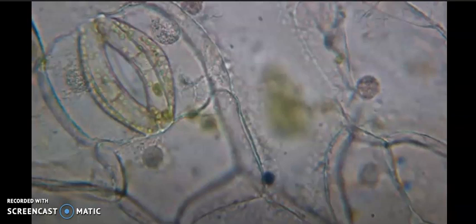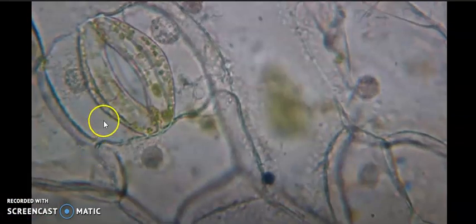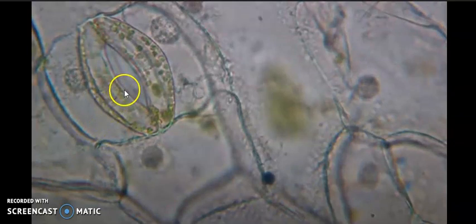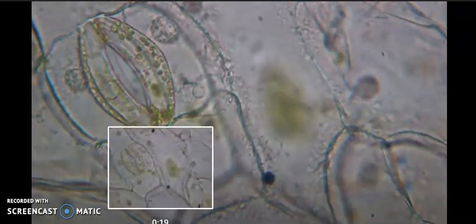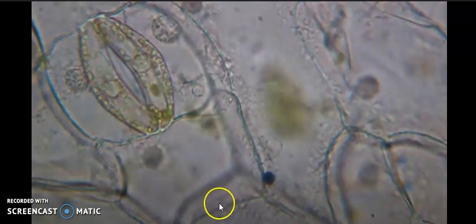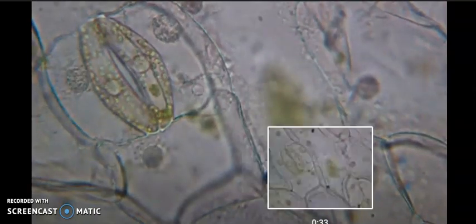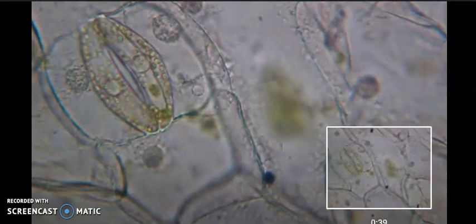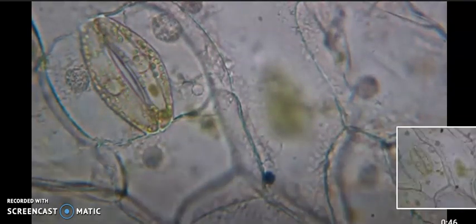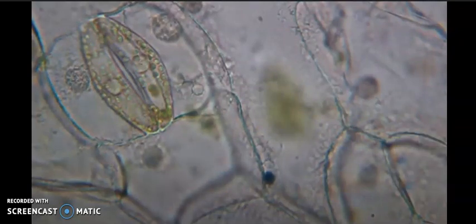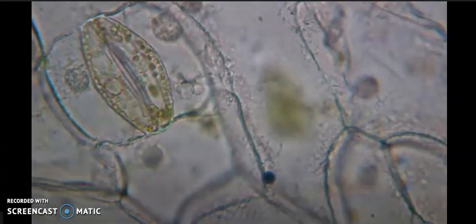Do not skip them. So I'm just going to play the video and you will see how the guard cells are shrinking and the pore is tightening. See how the pore is tightening? And slowly and steadily, the pore is just a slit, right? So the pore is closed.